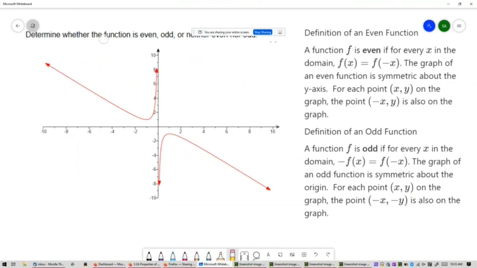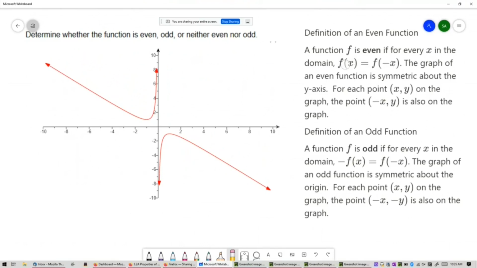Determine whether the function is even, odd, or neither. Sorry, we can't see that, can we? Determine whether the function is even, odd, or neither even nor odd. And we're given this picture of a graph. So on the right here, I have the definition of an even function and the definition of an odd function. A function is even if for every x in the domain, f of x is equal to f of -x.